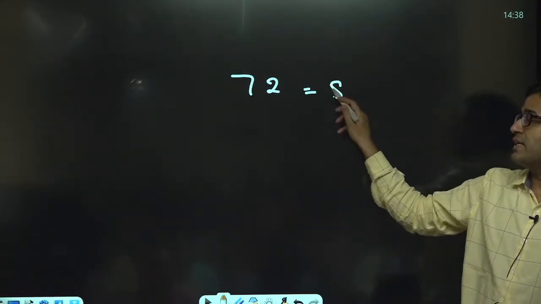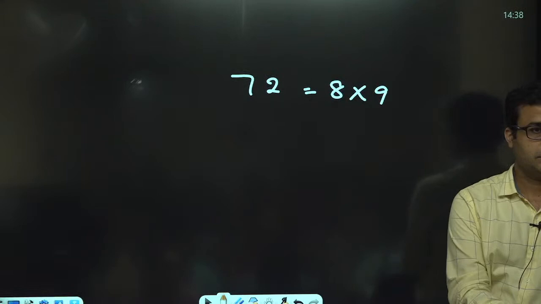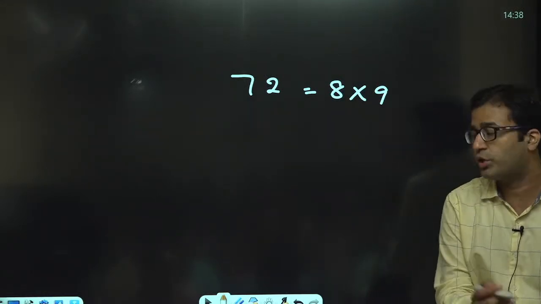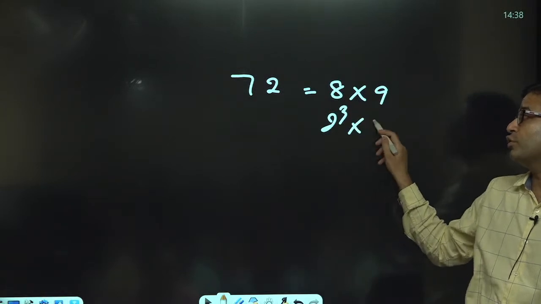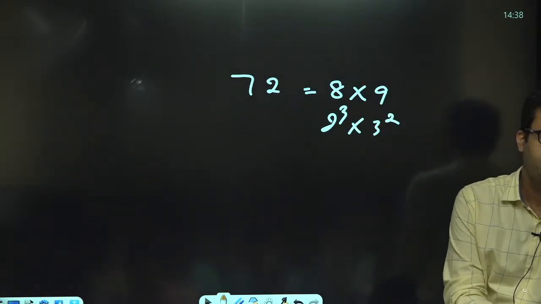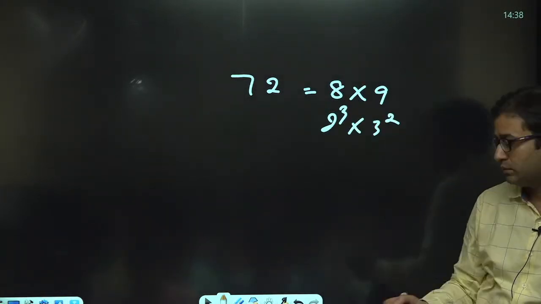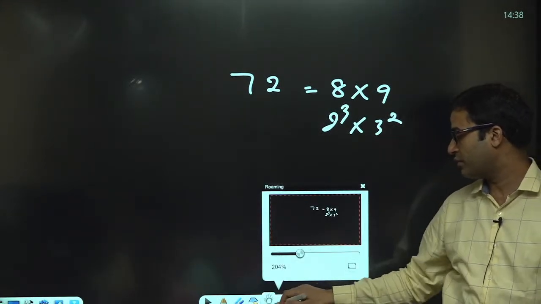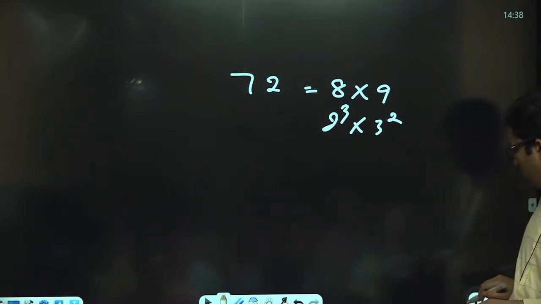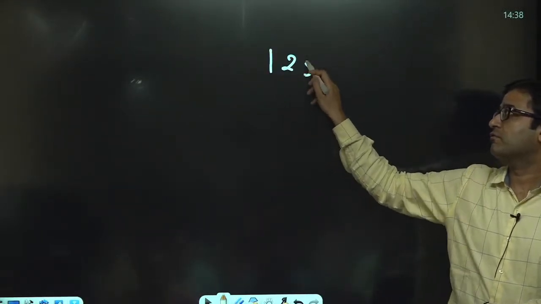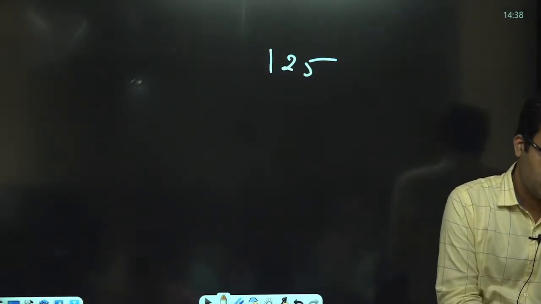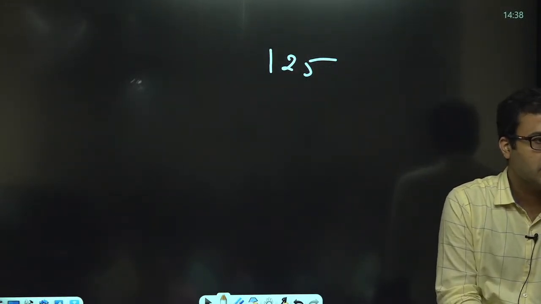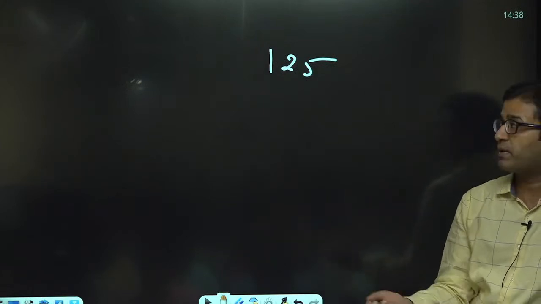Like 8 nines are 72. What is 8? 2 cube. And what is 9? 3 square. So 2 cube into 3 square. Now try this, 125. Yes, directly, 125 is 5 cube. 5 is a prime number, so 5 cube.